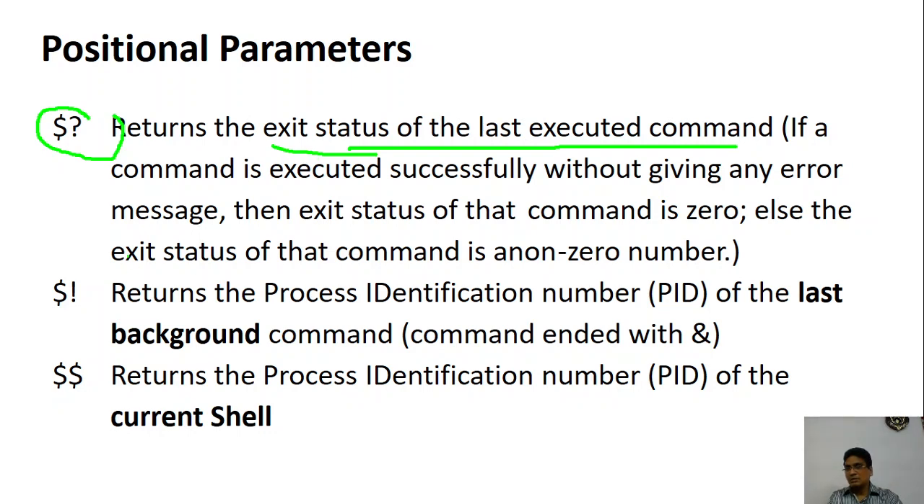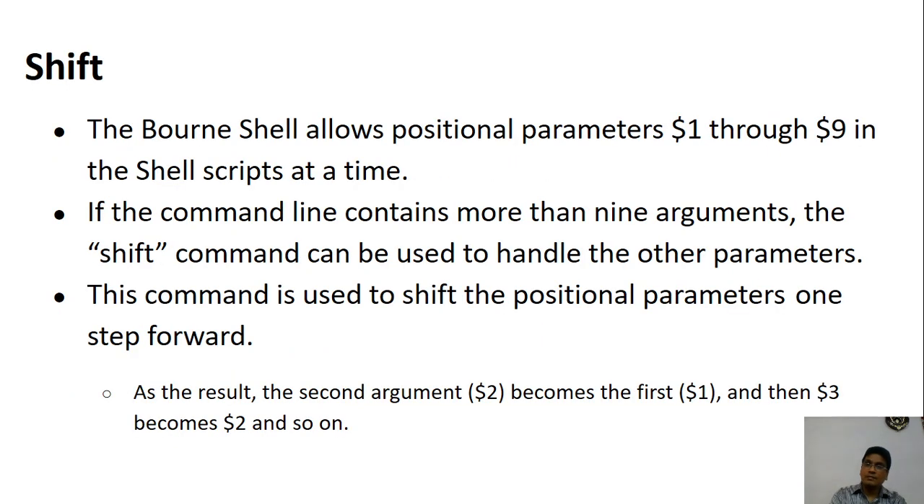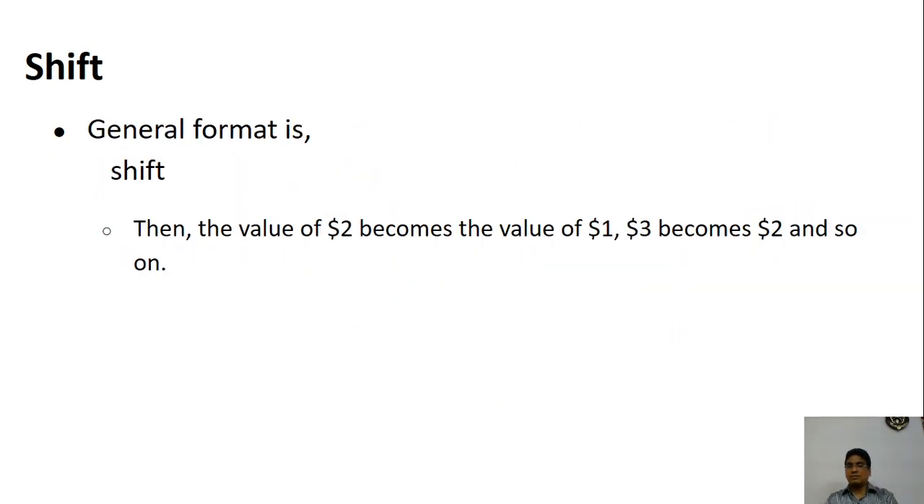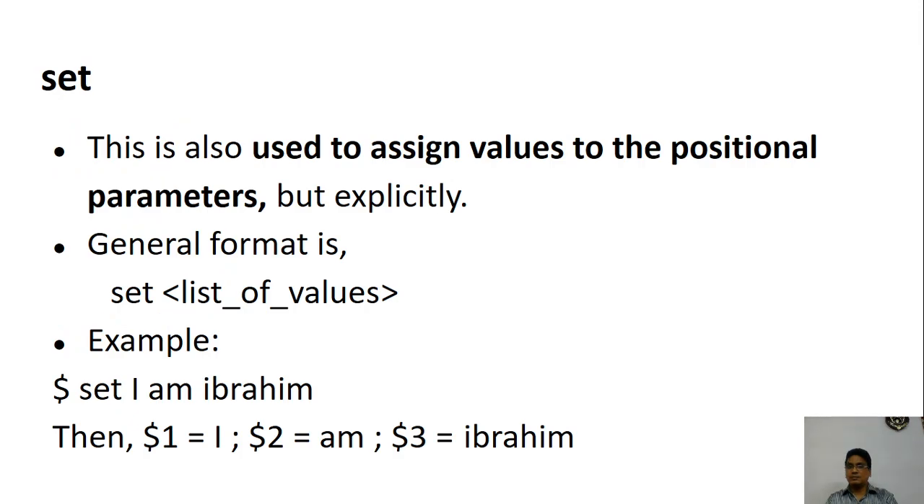Then you can also use the exit status of the last background command that was executed using the dollar and exclamation mark. Shift, I have already talked about it, so I will not waste my time on that. You can also use the set now. I have already shown you the set. Set is used to show the variables, that is the built-in variables. Also you can use set to set the values to the positional parameters. So let's try that.